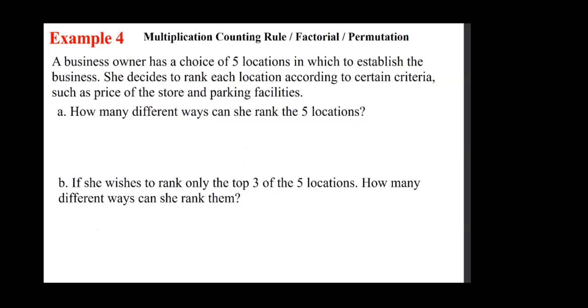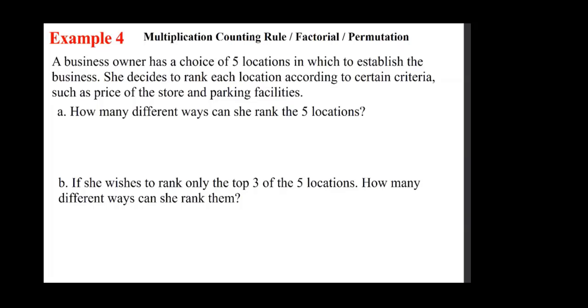Here's the next example. A business owner has a choice of 5 locations in which to establish the business. She decides to rank each location according to certain criteria, such as price of the store and parking facilities. A, how many different ways can she rank the 5 locations? B, if she wishes to rank only the top 3 of the 5 locations, how many different ways can she rank them? This is practically the same as the previous example.